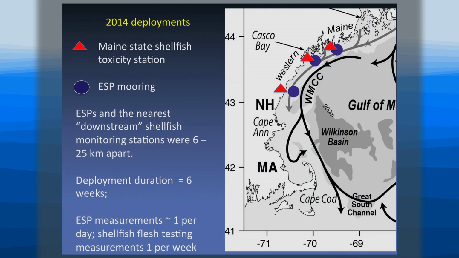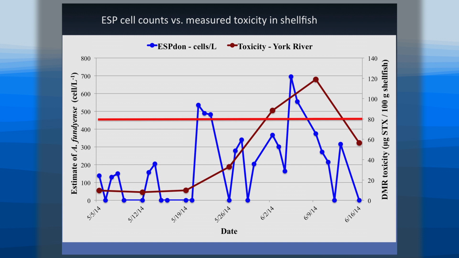And to give you some data, here's an example from 2014 where we deployed 3 ESPs along the coast up here in New Hampshire and western Maine. The ESPs were put very close to the stations where the state of Maine tests the shellfish flesh for the toxins, the PSP toxins. We wanted to see what kind of information we got right near those stations. Basically, we had a 6-week deployment. We had ESP measurements once per day, and we had measurements of the shellfish toxicity by the state every week. And this is the kind of data that we get from those instruments. Over here is the cell abundance, over here is the time, and over here is the measurement of toxicity in the shellfish.